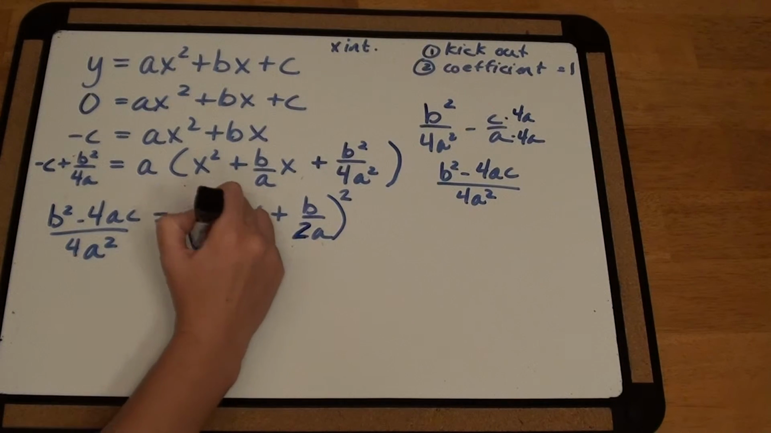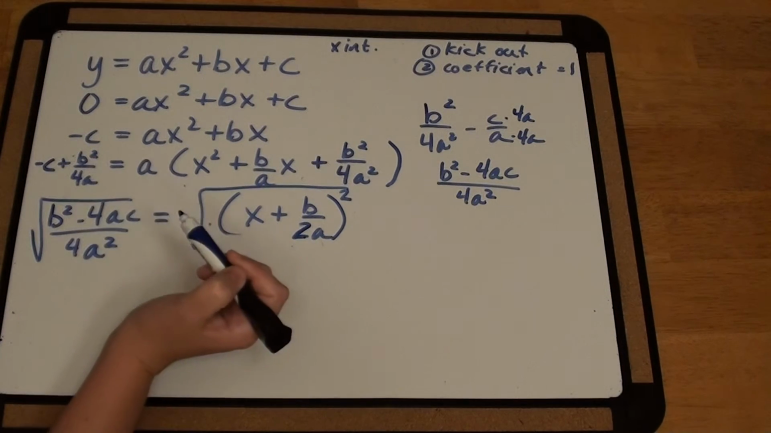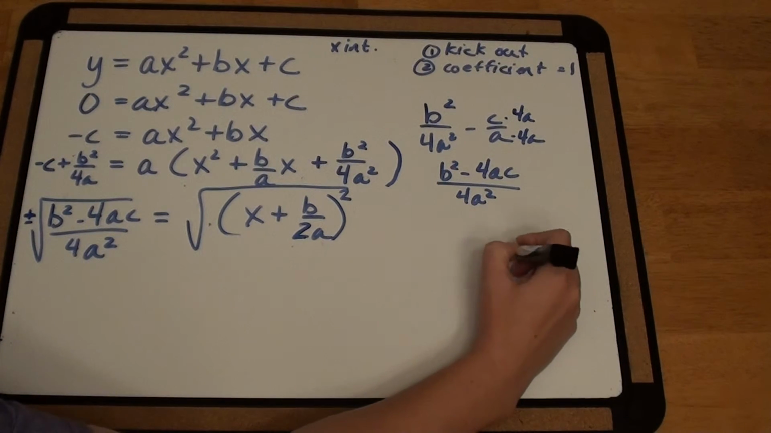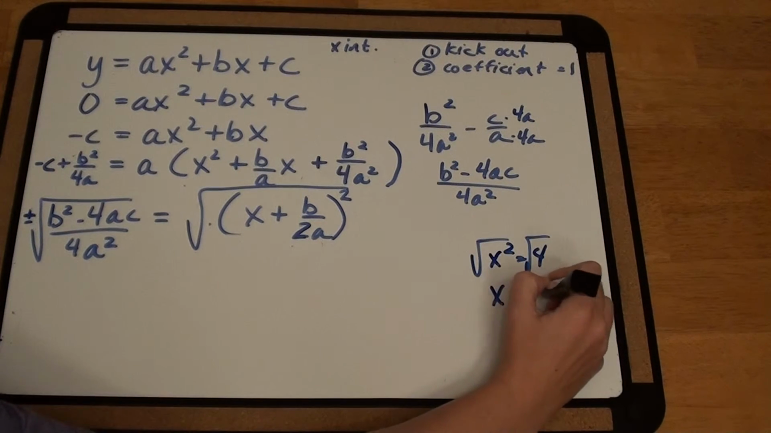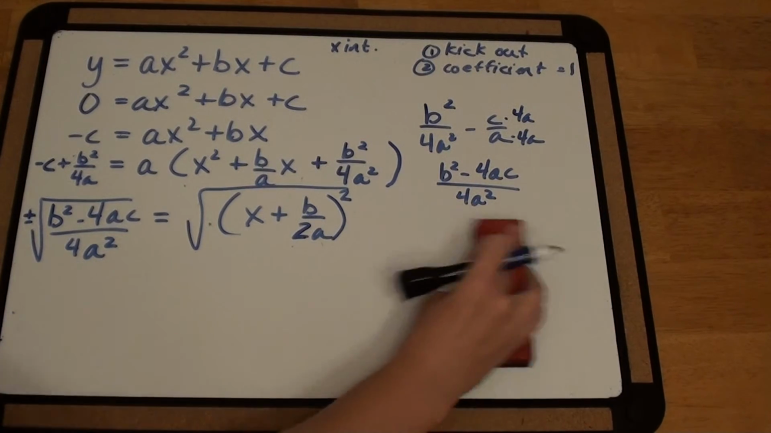Now, I've got x plus b over 2a squared equals this amount. So what I need to do is take the square root. And that will cancel out this squared. Now remember, when you take the square root of something in an equation, you must note that it can be the positive or negative value. For example, if x squared was 4, and I took the square root of both sides, well, x could equal plus or minus 2. It could be a negative 2, because negative 2 squared is 4, or it could be a positive 2, because positive 2 squared is 4. So you need to make sure you keep track of that.